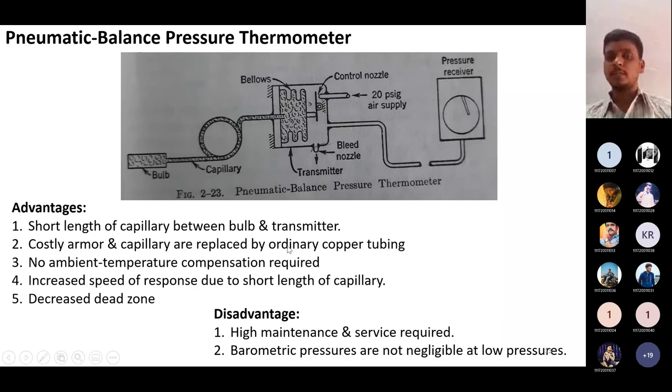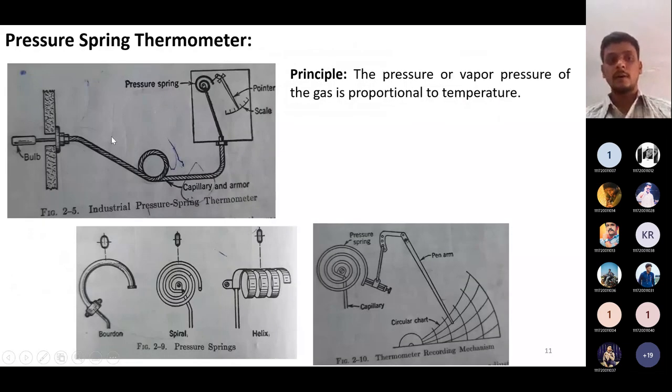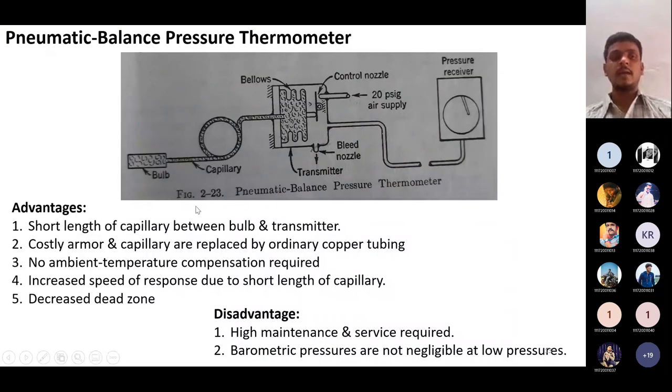And no ambient temperature compensation is required, meaning the outside temperature will not influence the inside readings. Then there is increased speed of response due to the short length of capillary between bulb and transmitter, whereas the length of capillary and armor in the previous one is very high, so its speed of response is very low compared to the pneumatic balance pressure thermometer. And decreased dead zones: if you give the input, there is no continuous output until some threshold limit has been achieved. That dead zone is decreased in the pneumatic balance pressure thermometer.